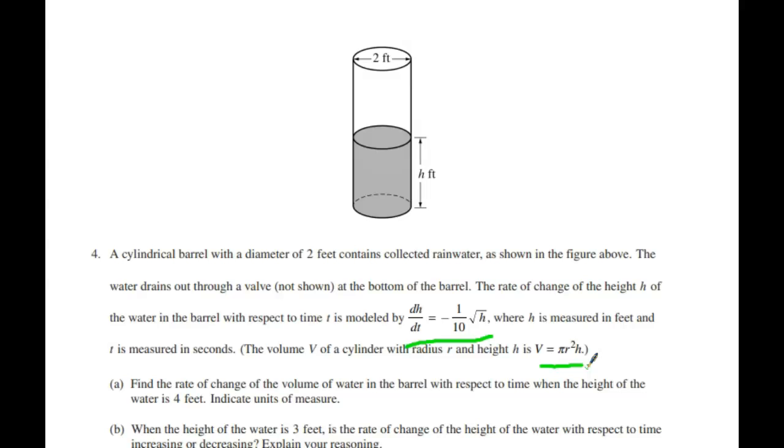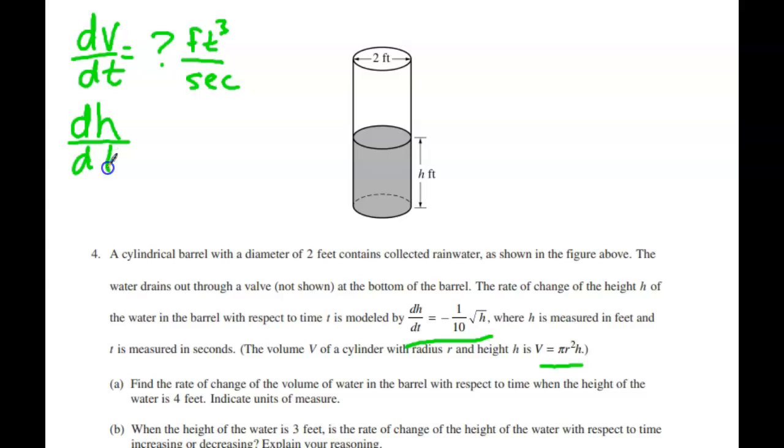The next thing that we did was we identified the rate that we want. The rate they're asking for is dV/dt, the rate of change of volume with respect to time. The next thing we did was we identified our units. So volume is going to be in cubic feet, and our time is in seconds. So this is going to be in cubic feet per second. We don't know what that number is yet, but once we get it, we want to know our units.